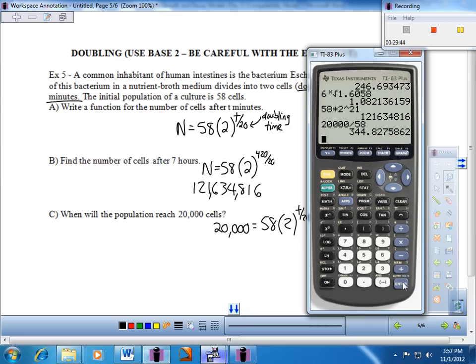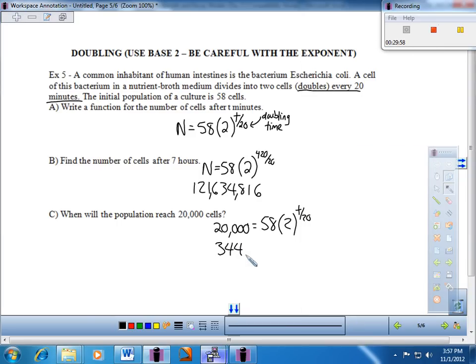And I might have to round a little bit here, but I've got about 344.828 equals 2 raised to the t over 20. Okay, we're in a familiar position here, I think, everyone. Let's go ahead and take that 2. You know it's coming. It's the base of the power. Let's roll it on over to the other side. And so let's create a logarithm, base 2, of that 344.828. And when we do that, that would be equal to t divided by 20.